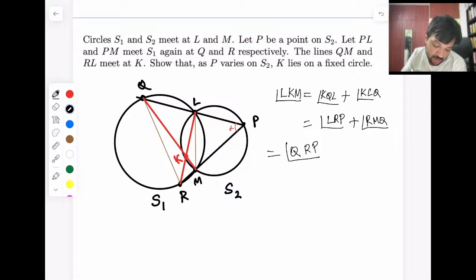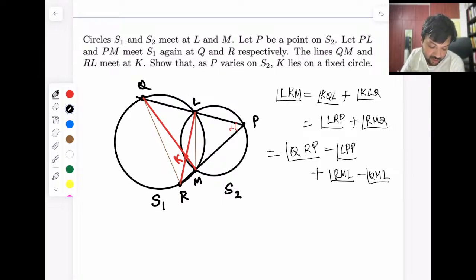LRP is QRP minus LRP plus RMQ. What's RMQ? It's RML. I want to use that L number more, that's why. RML minus QML. Sorry, QRP, this is LPP I've written. LRP is QRP minus LRP. Okay.